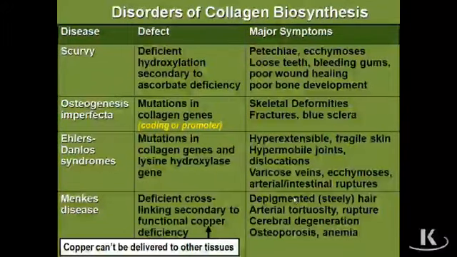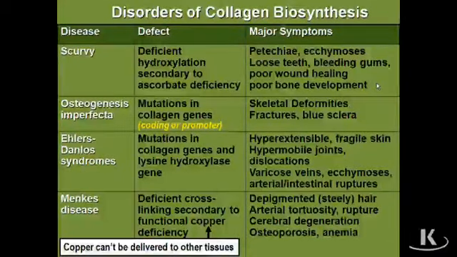So now let's consider a very important high-yield table. These are disorders of collagen biosynthesis, some of which we've already talked about, but let's review them again from a clinical perspective. Scurvy. Scurvy is going to present with frequent bruising, little petechiae and ecchymoses. You see poor dentition, so you get loose teeth, bleeding gums, the wound healing is poor, bone development is poor, and something you might want to add in there, anemia.